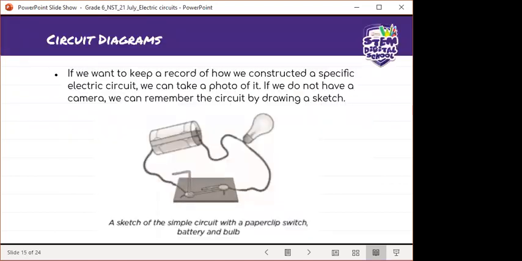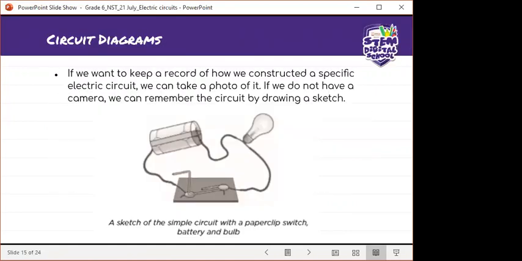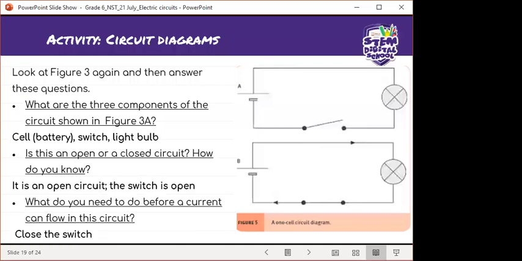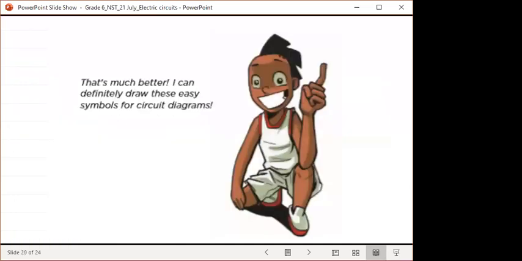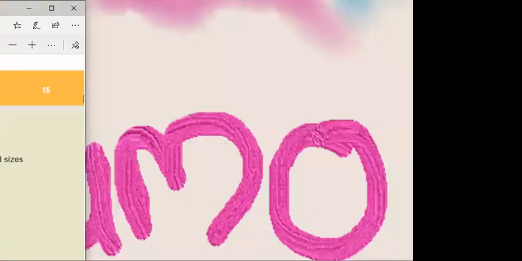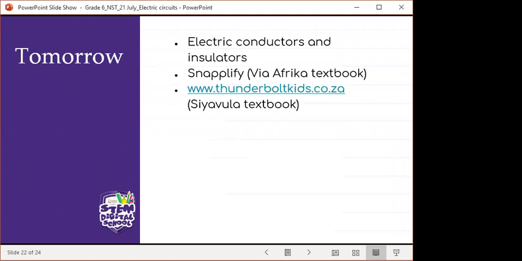All right, I see we have 5 minutes left and we need to get into circuit diagrams. So unfortunately, we won't have enough time to look at everything. So I'll just end the lesson there. We'll continue tomorrow from where we left off. Tomorrow we will be looking at electric conductors and insulators. So that's where we're going to start off.